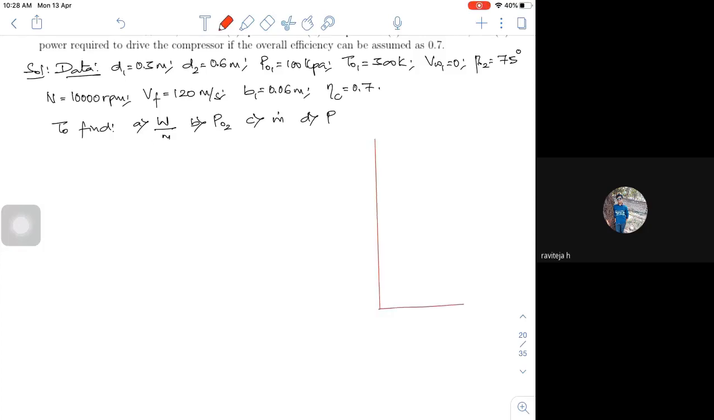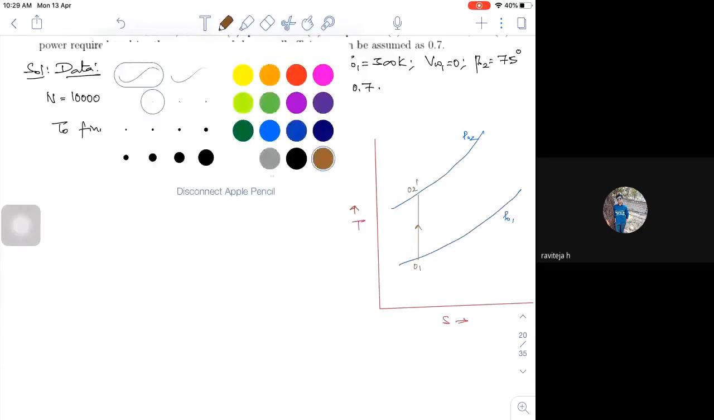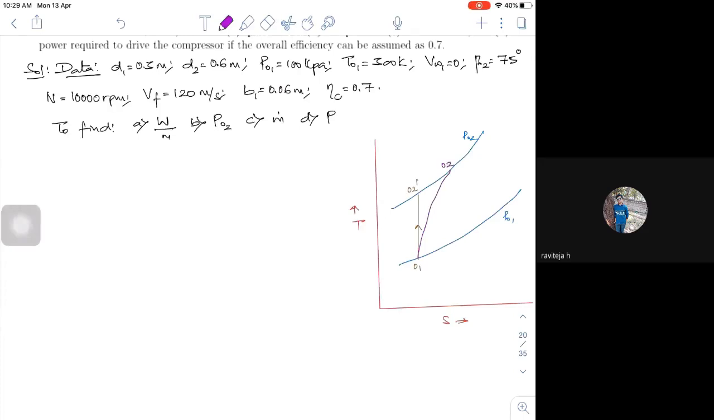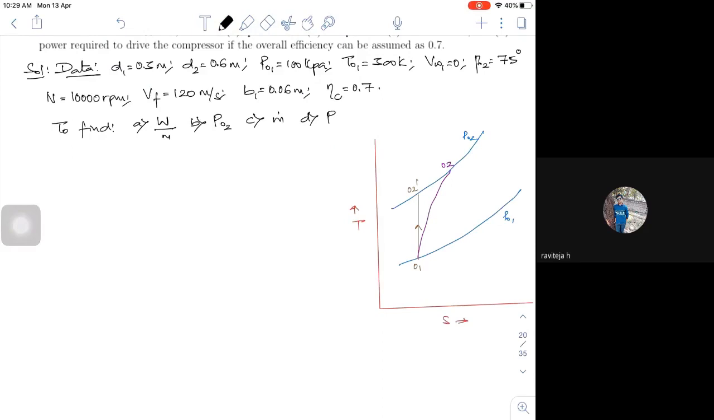So the TS diagram is something like this. This is my T, this is my S, and I can have the corresponding pressure lines which are diverging. They are not parallel. This is P01, this is P02, and this is my isentropic compression from 01 to 02 dash, and my actual compression will be going like this to 02. This is my TS diagram.